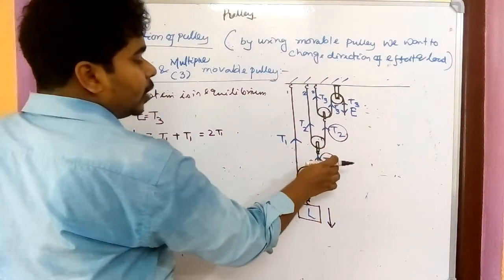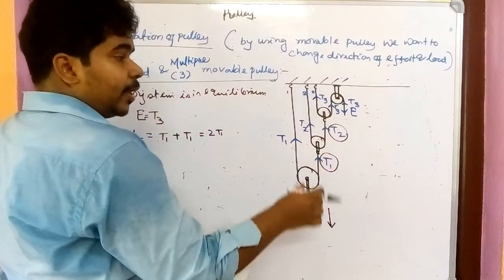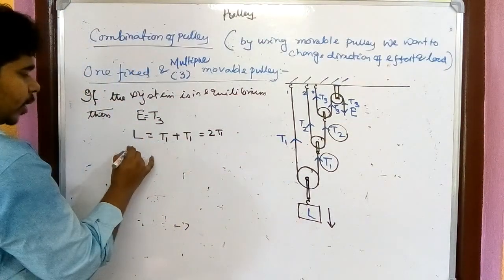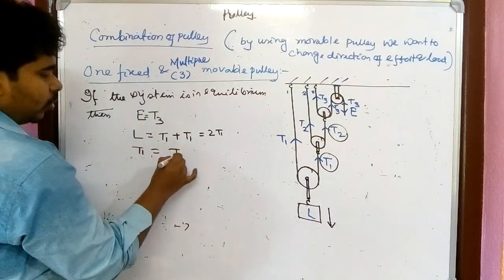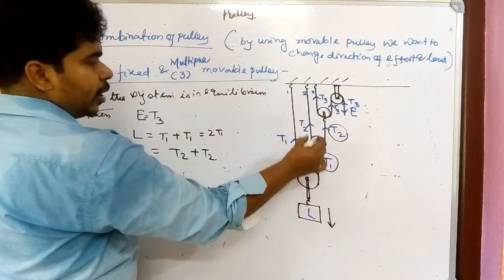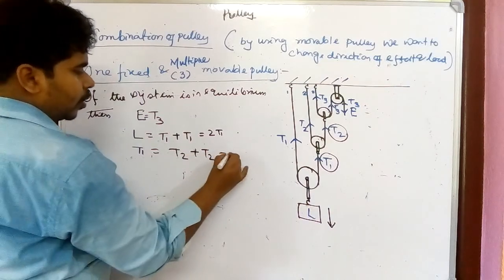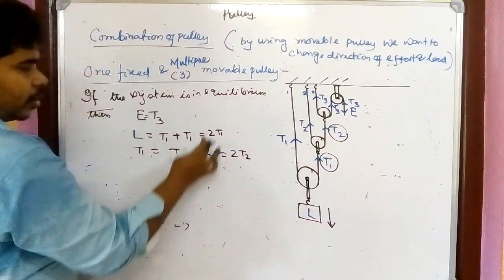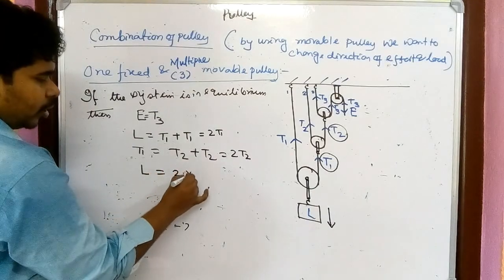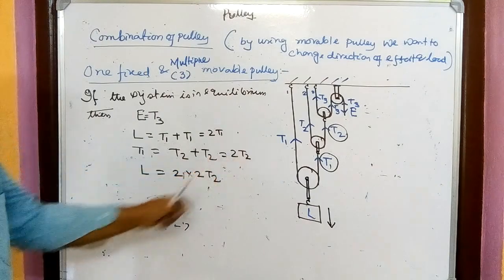Who will supply this T1? This T1 is supplied by the tensions of the second string, that is T2 and T2. So we can say T1 equals T2 plus T2. See from the diagram, T1 is supplied by T2 and T2. So it is 2T2. So instead of T1, we can write that load L equals 2 into 2T2. Instead of T1, I have mentioned 2T2.